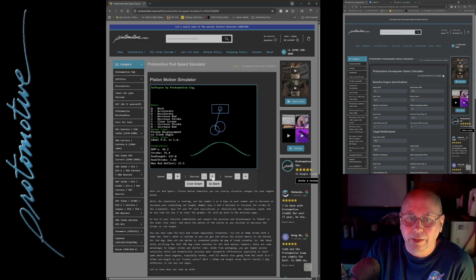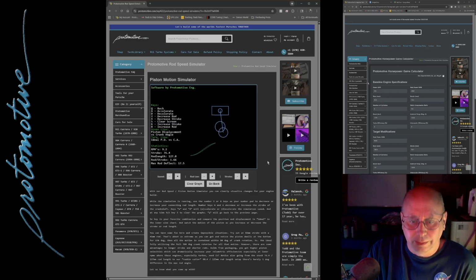Your rod length, you can increase your rod length all the way out to impossible stuff, decrease it down to impossible stuff. Same thing on the stroke. You can increase and decrease that. The reason that I have 10 RPMs is because we get better resolution on the graph here because it's just taking samples here. So let's go ahead and reload that so that we start out at the defaults.